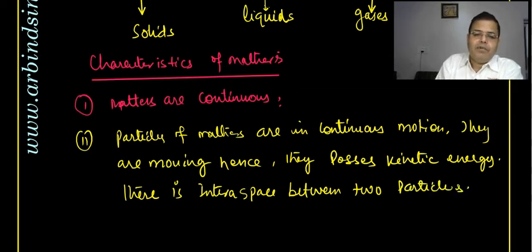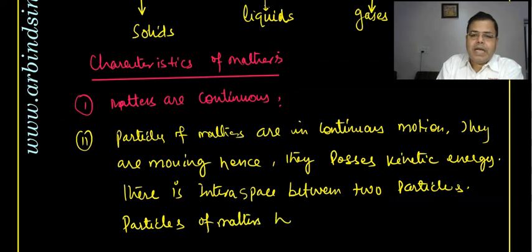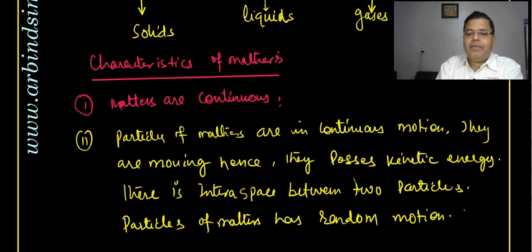Particles of matter have random motion. Random motion means there is no fixed direction of motion. Right?